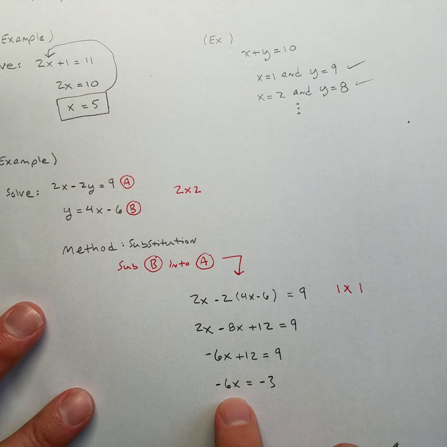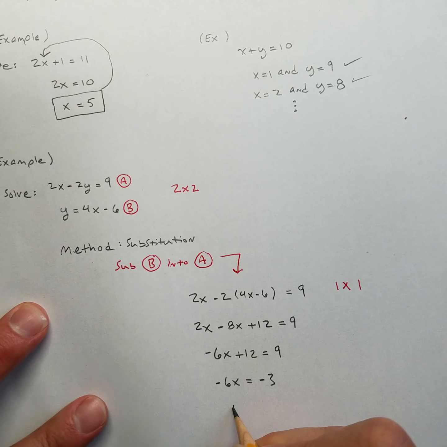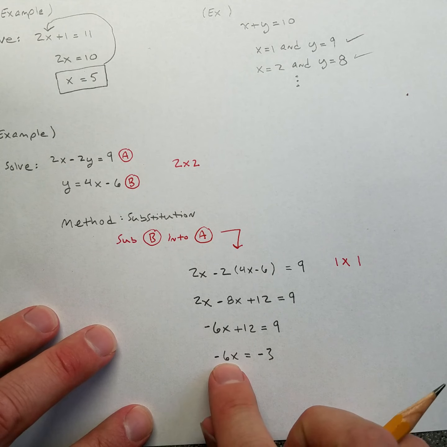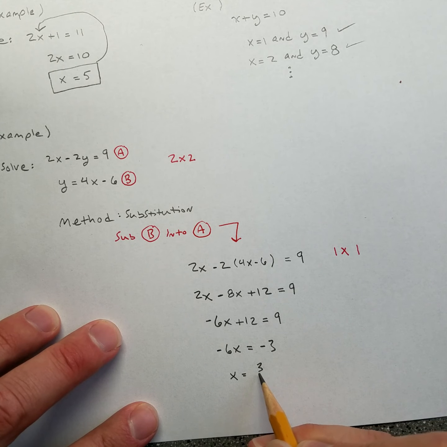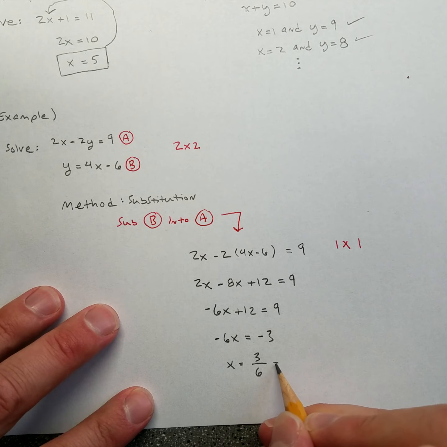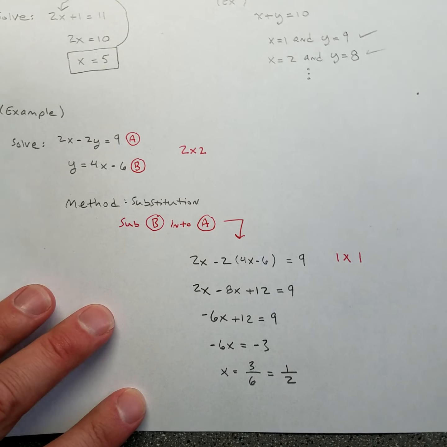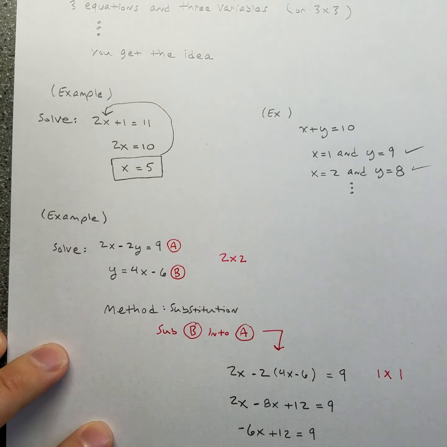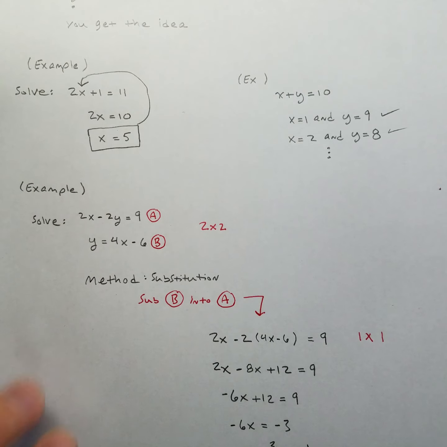And then we'll divide. Now it's like we're almost to the answer. Divide by negative 6. If you do that, you'll get that x is negative 3 over negative 6. Well, if you divide a negative by a negative, that'll be positive, and 3 over 6 reduces to 1 over 2. Okay? So it looks like we have an answer then, doesn't it? X is 1 over 2. That's a definite answer.